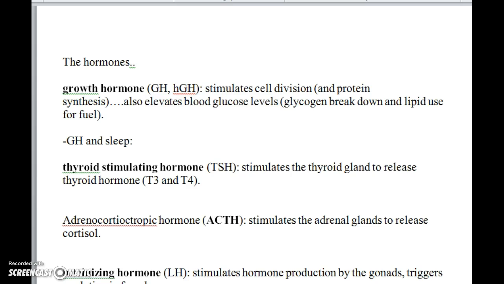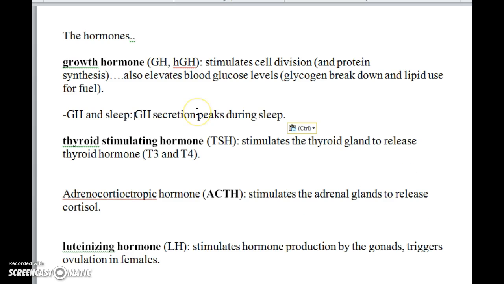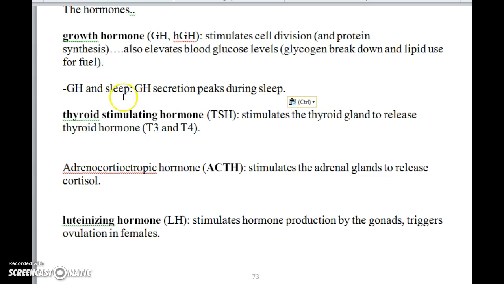But down here you've got GH and sleep. Growth hormone secretion peak occurs during sleep. So maybe one thing that's going on there is, if you sleep 6-7 hours a night or more, even if you eat something right before you go to bed, it's been several hours by morning since you've had anything to eat. I think maybe one thing this hormone is doing is raising those blood sugar levels, so your blood sugar doesn't crash out at night. All right, so there's growth hormone.